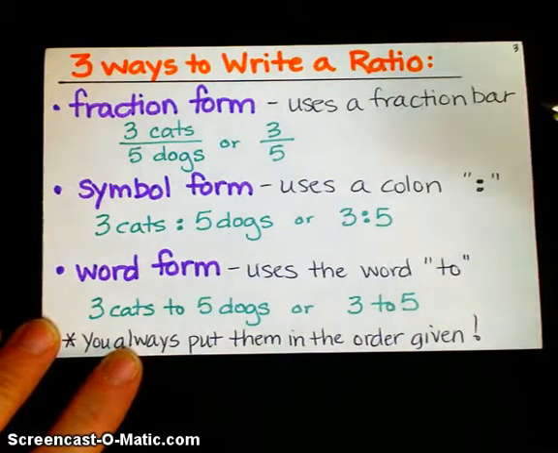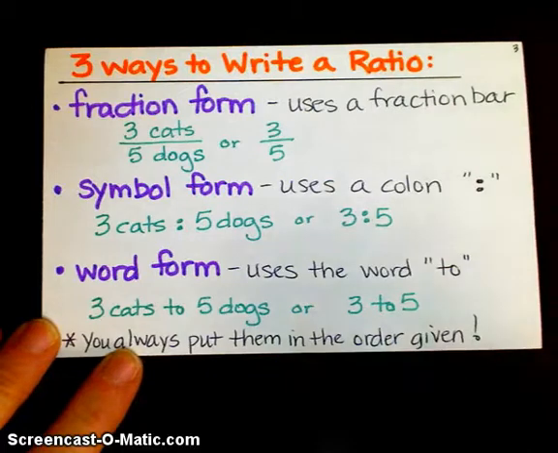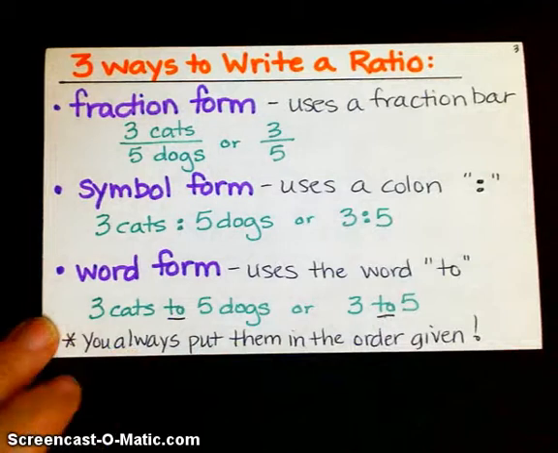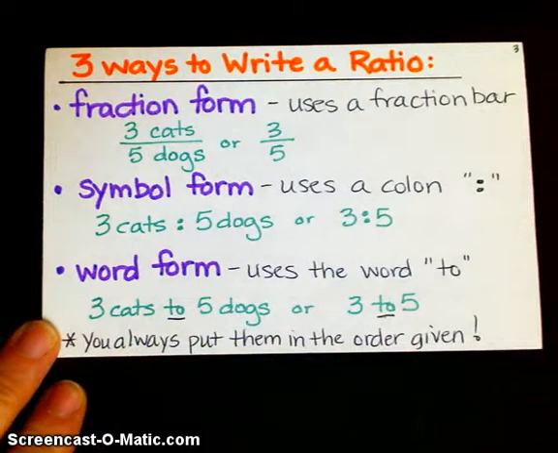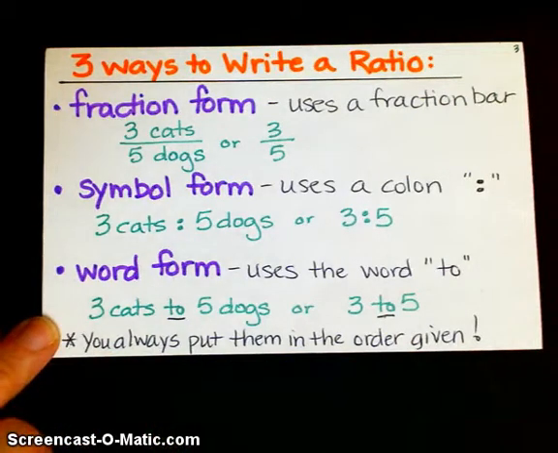The last one is word form, and that is where we actually use the word to, T-O. And for that, you're going to see we actually use that word, 3 cats to 5 dogs, or 3 to 5. And one thing I want you to remember is that you always put your items in the order that they've been given to you.